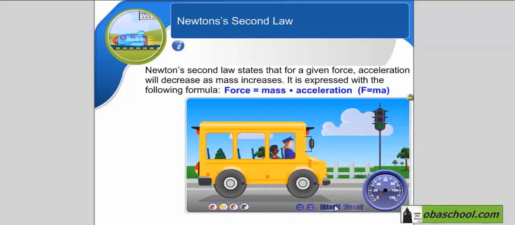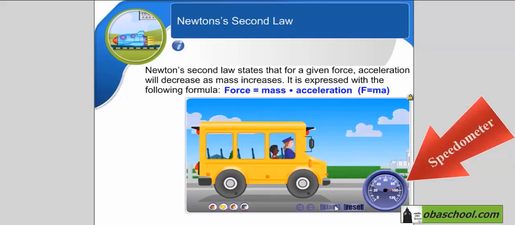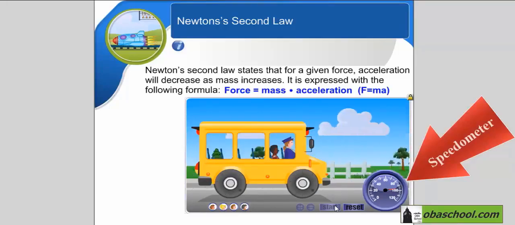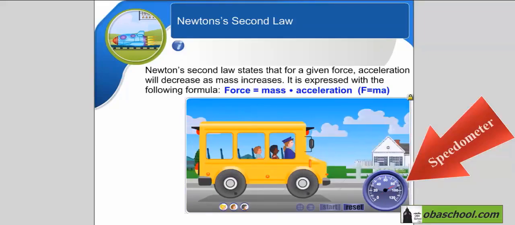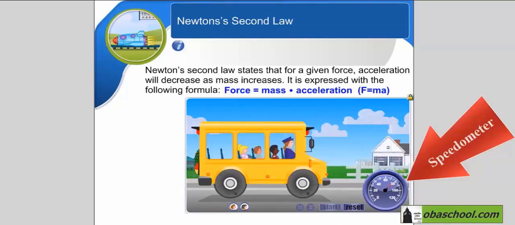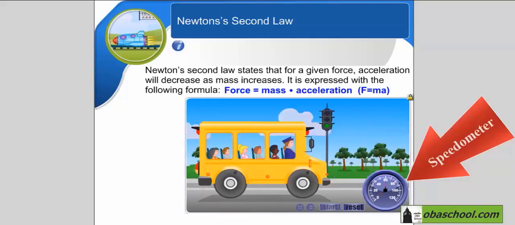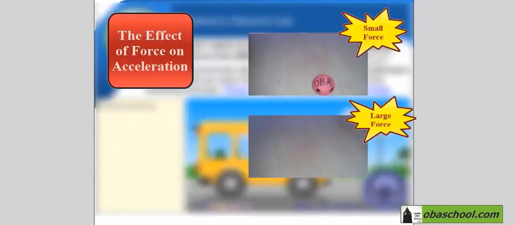Let's take, for example, this bus and start with only one kid in the bus. You can see in the speedometer that the speed is 100. Now if we add kids in the bus and we start again, you will notice that the speed has decreased, and that is due to the mass that increased. And if we add more kids, the speed will decrease. This means that the acceleration is decreasing, and this shows the effect of mass on acceleration.